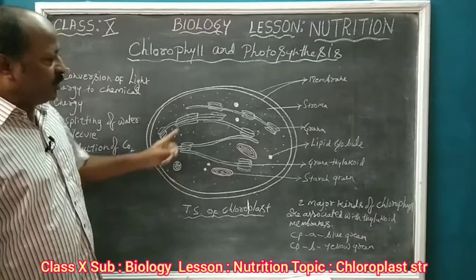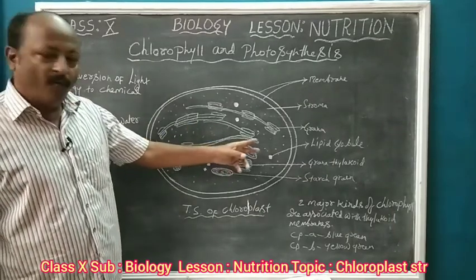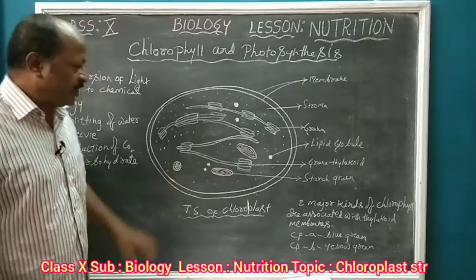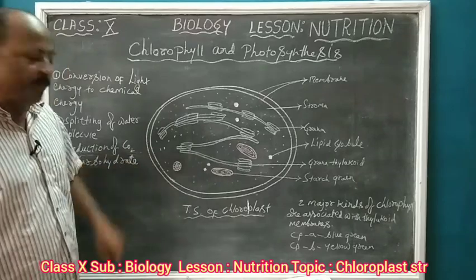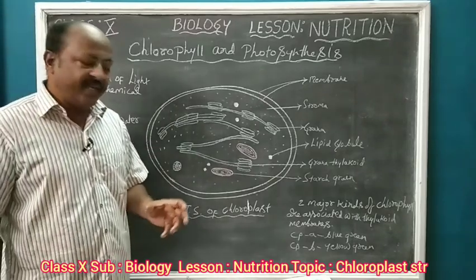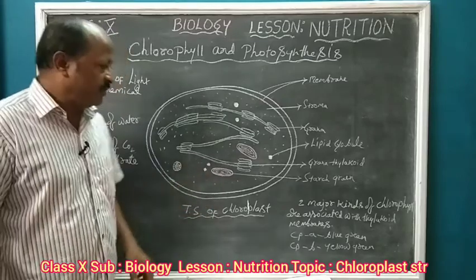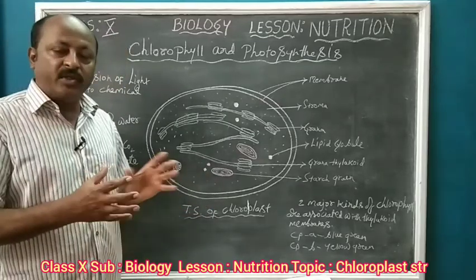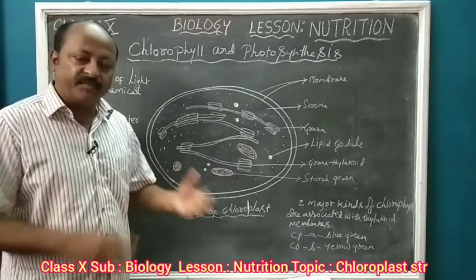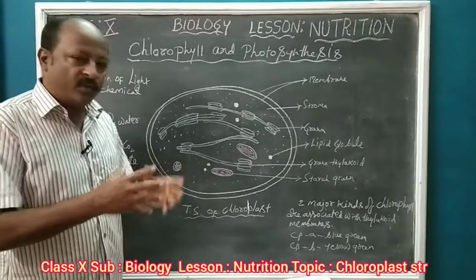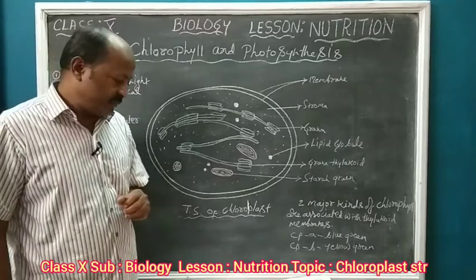The remaining part of the chloroplast is the fluid-filled part known as the stroma, and this stroma is believed to be the center for enzymatic reactions which lead to the synthesis of glucose molecules, and these glucose molecules join together to form starch.